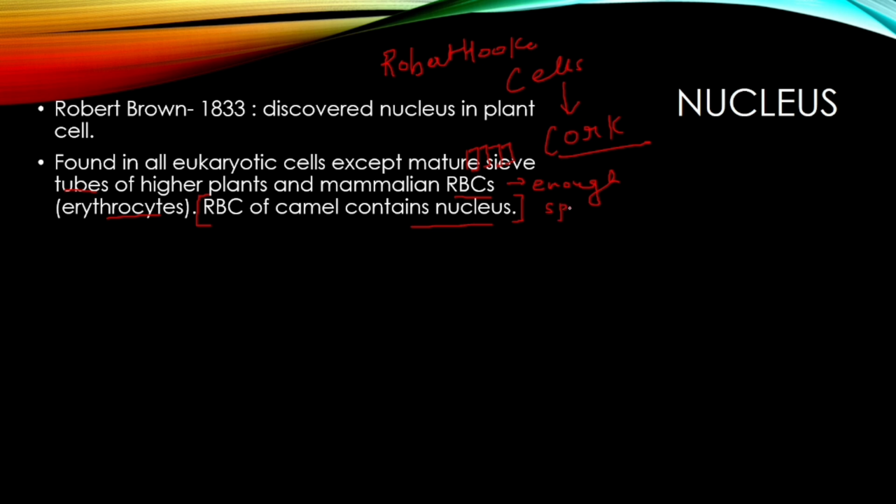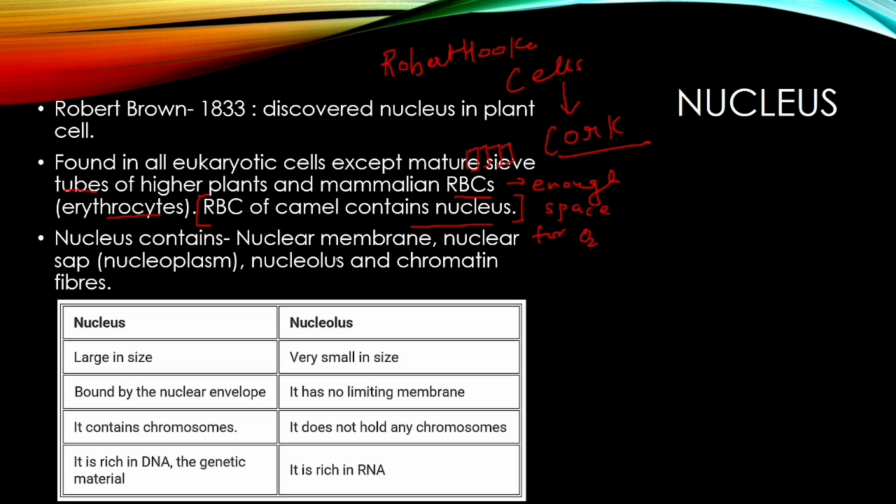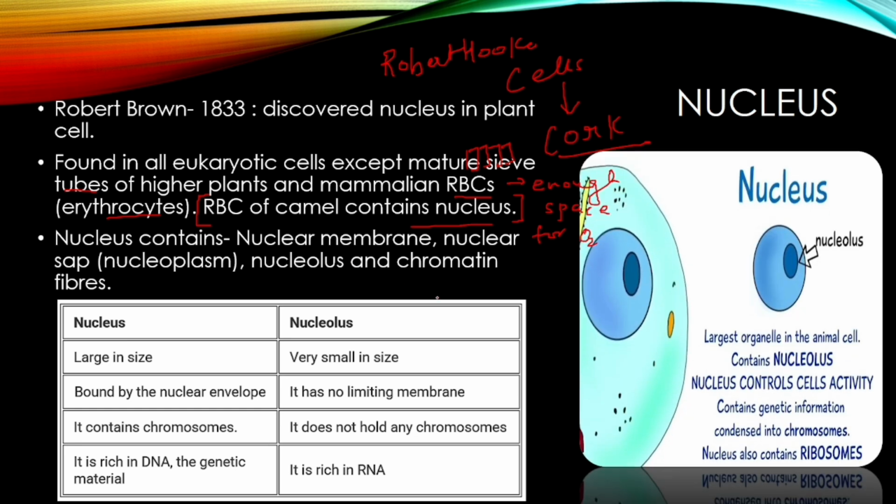So it has enough space for oxygen. Is that clear? Now what does the nucleus contain? Nucleus contains nuclear membrane, nuclear sap, we call it nucleoplasm, nucleolus and chromatin fibers. Now nucleus is basically very large in size. You can see here, this is the nucleus, right?